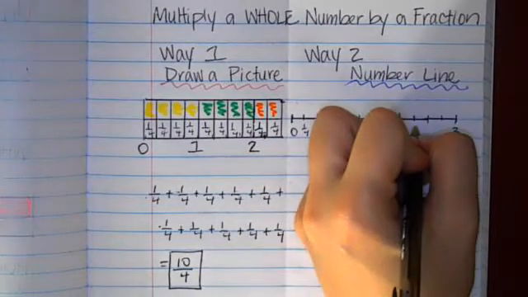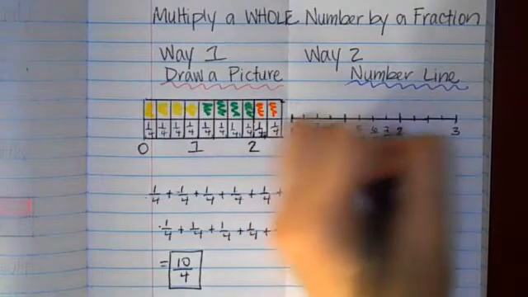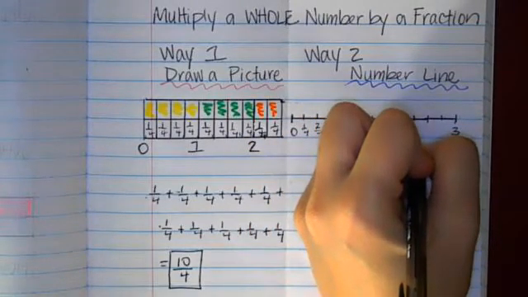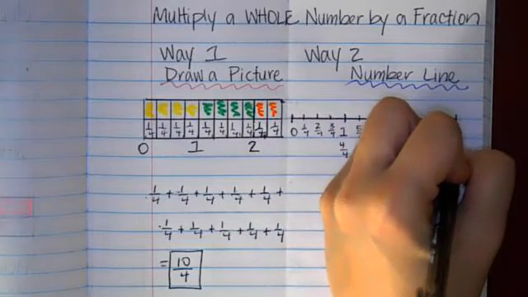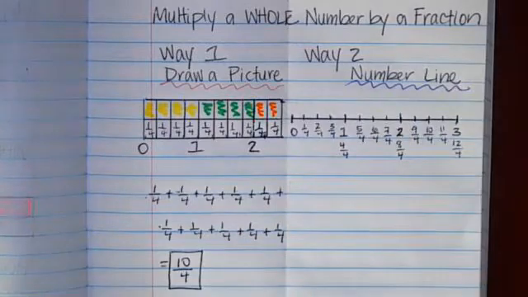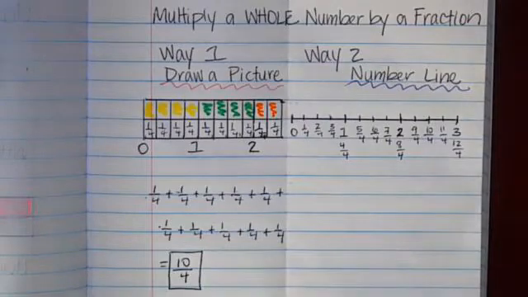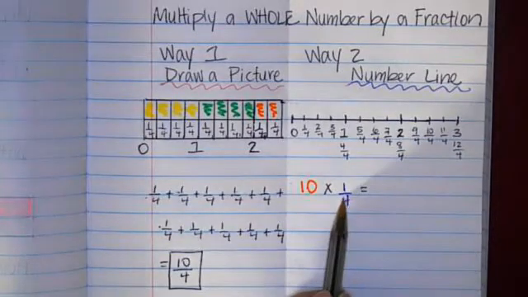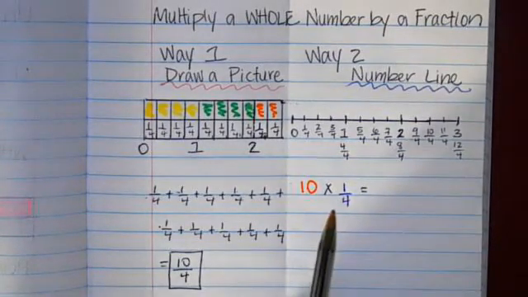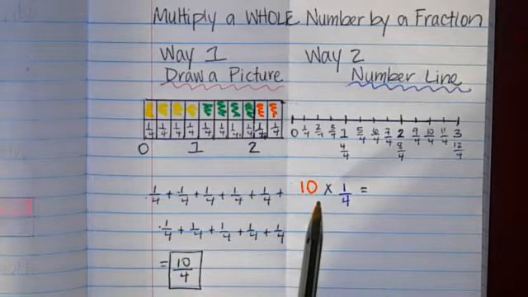Okay. And then I have 9/4, 10/4, 11/4, and 12/4. That is 12 divided by 4 is 3. That's how that would work. So what I'm going to do is take 10 wholes and multiply it by 1/4. I'm going to say 10 times 1/4.